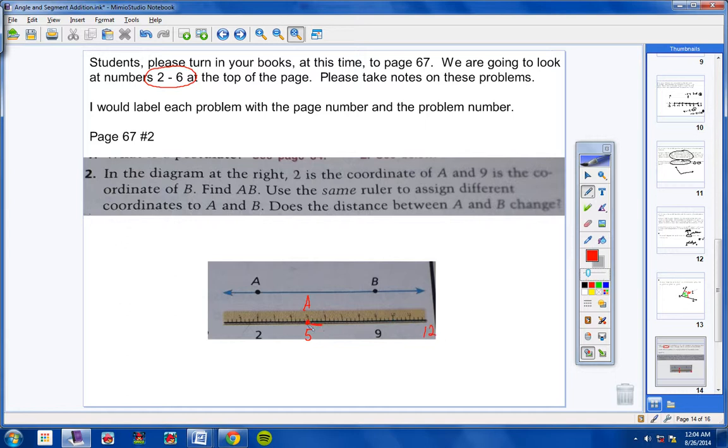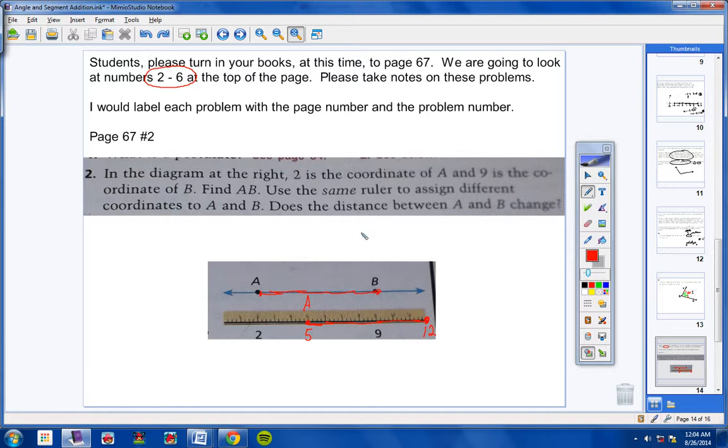So A is now here, and B is now here. So I picked up this segment from here to here, and I slid A to 5, and I slid B down to 12. Does that change the length of the segment? And the answer is no. If A is on 5 and B is on 12, 5 minus 12 is still -7 or 7, and 12 minus 5 is still 7.